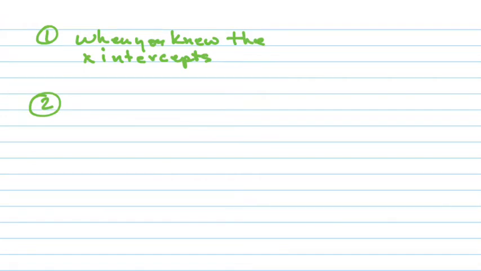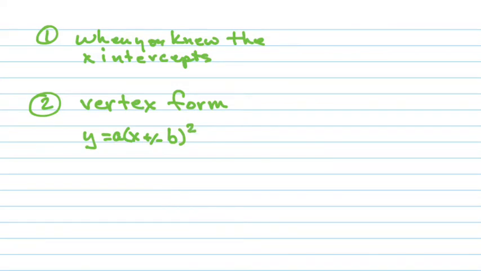Method 2 uses that vertex form that we looked at when we first started graphing a parabola. Do you remember the vertex form is y equals a times x plus or minus b quantity squared plus c, some constant? Because remember we were using the b and the c to find the vertex, and then we were able to find some other point and use that to plot the parabola. So today we're going to look at using the vertex form to graph these.